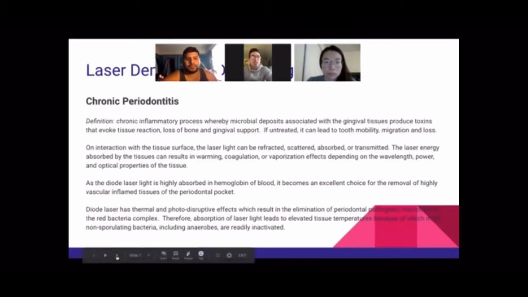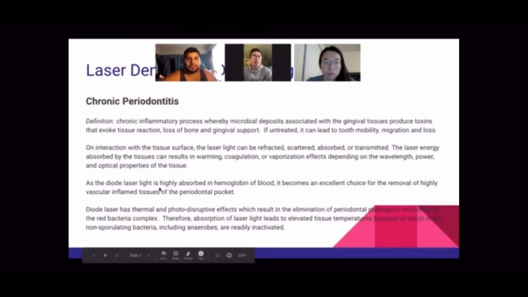On the interaction with the tooth surface, the laser light can be refracted, scattered, absorbed, or transmitted. As diode laser light is highly absorbed in the hemoglobin of blood, it becomes an excellent choice for the removal of highly vascular inflamed tissues of the periodontal pocket. Diode laser has thermal and photo-disruptive effects, which result in the elimination of periodontal pathogenic microflora in the red bacteria complex, which is the bacteria that causes the most damage to the periodontium.